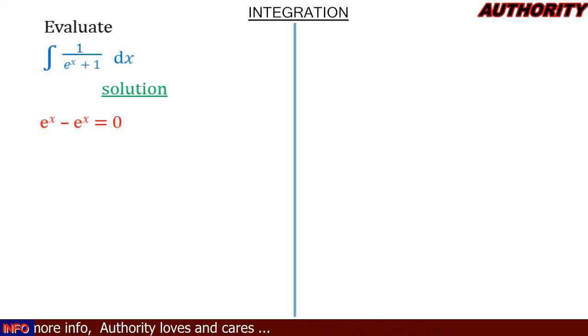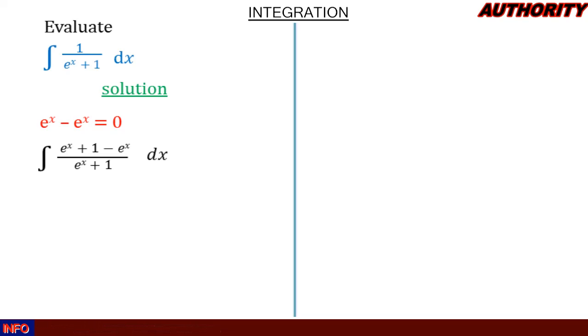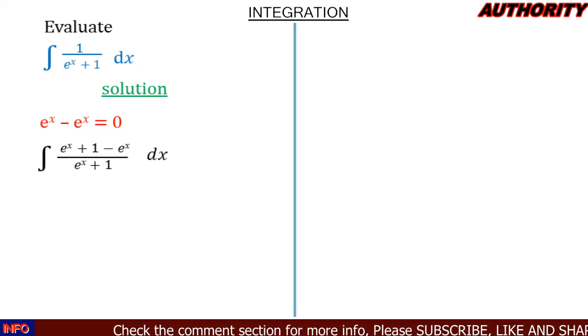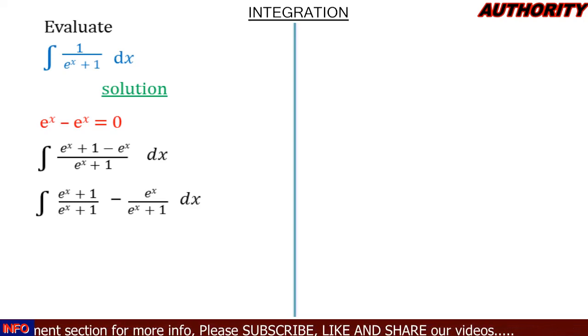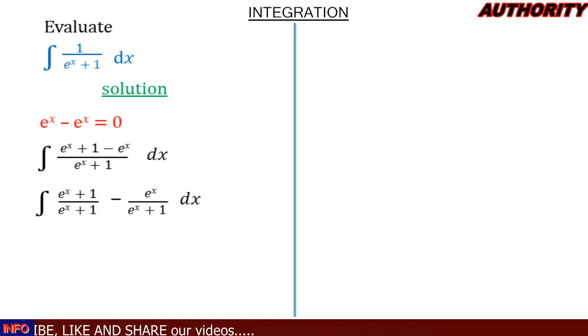So now we are going to have the integral of e to the power of x plus 1 minus e to the power of x all over e to the power of x plus 1 dx. Look at our numerator. When you say e to the power of x minus e to the power of x, that is 0, right? Good. Now let's split this expression into 2. In this way, we have the integral of e to the power of x plus 1 all over e to the power of x plus 1 minus e to the power of x all over e to the power of x plus 1 dx.